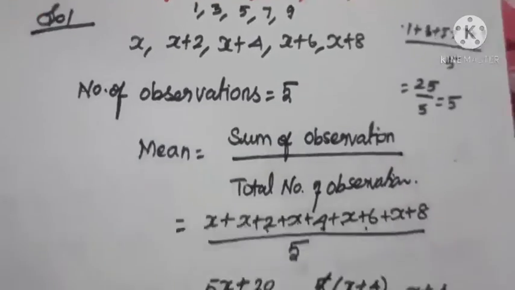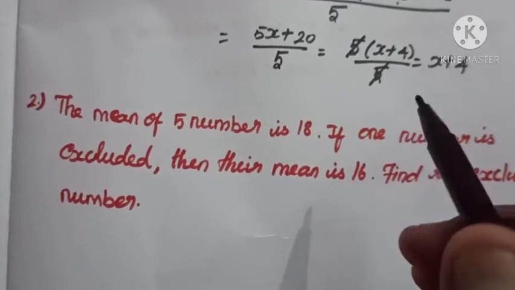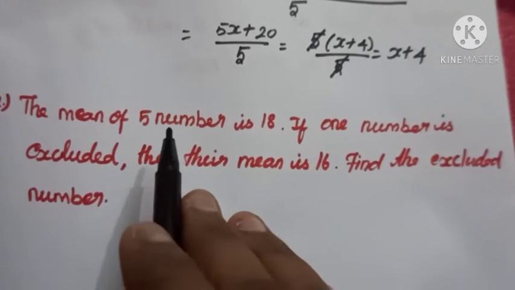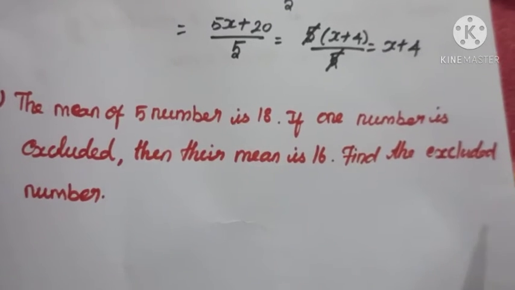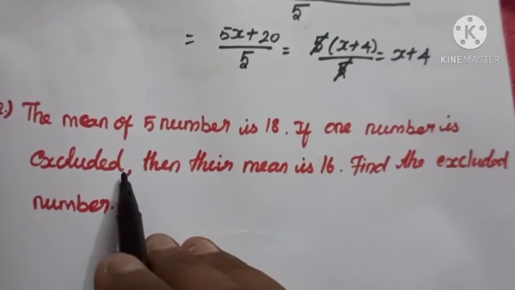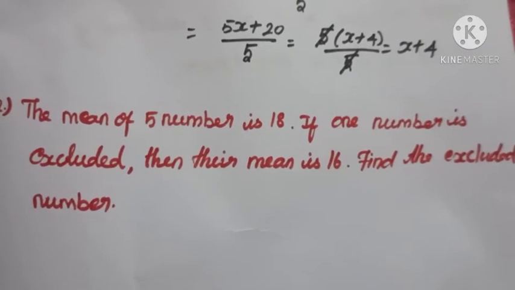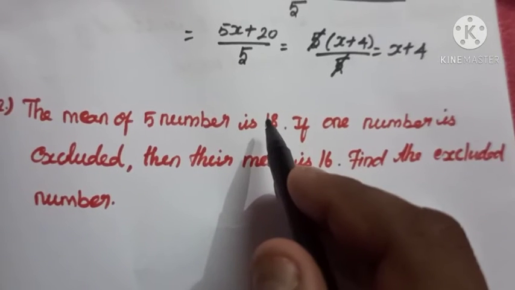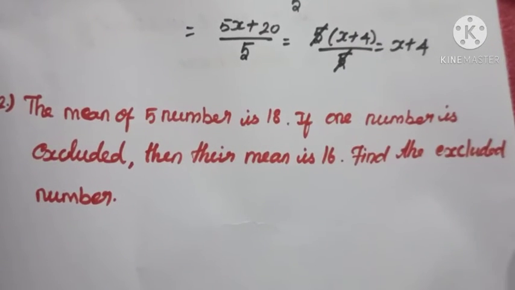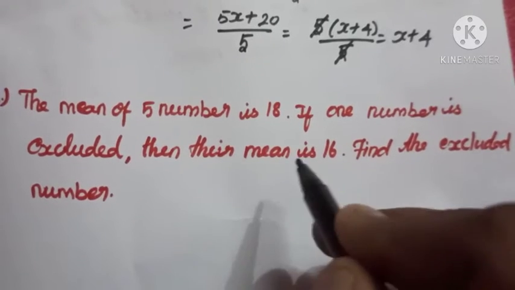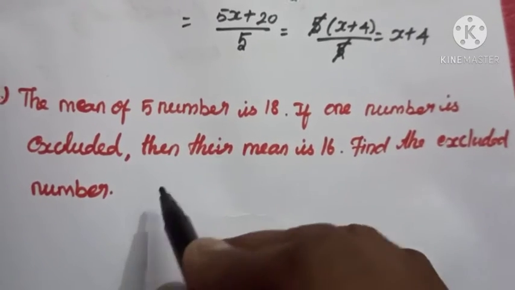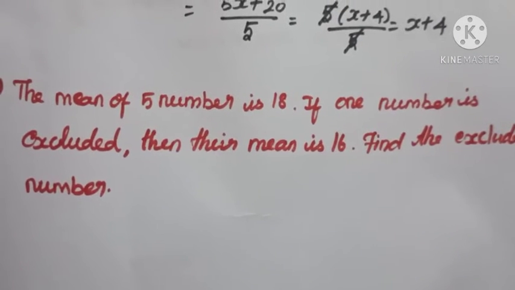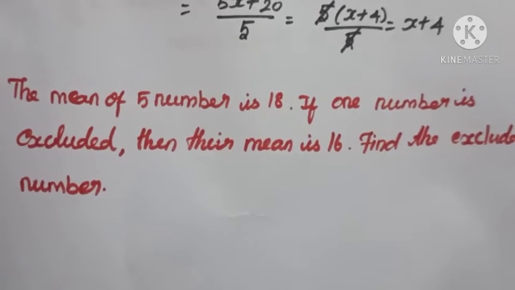In the same way, I move on to the second question. This one differs from the previous question. Mean of 5 numbers is 18. They have given the average. If one number is excluded, we need to omit one number. So totally how many numbers are there? 5 numbers. So the average of 5 numbers is 18. And we omit one number, that is, we get only 4 numbers. Then the mean is 16. Find the excluded number. So just think. The average of the 5 numbers is 18 and the average of the 4 numbers is 16. What is that omitted value?